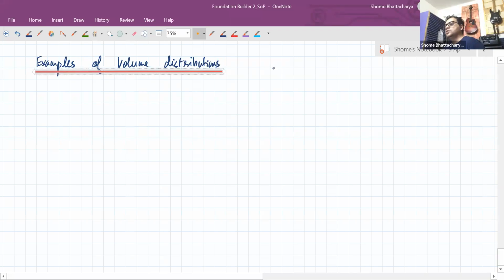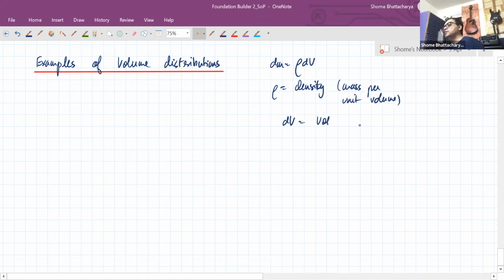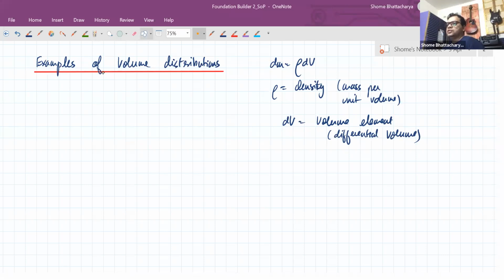So in these types of examples, you have to take dm as rho dV, where rho is density or mass per unit volume, and dV is a volume element or a differential volume. So here we will start with the example of the cone.